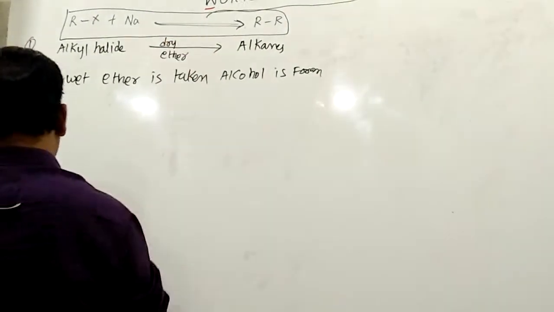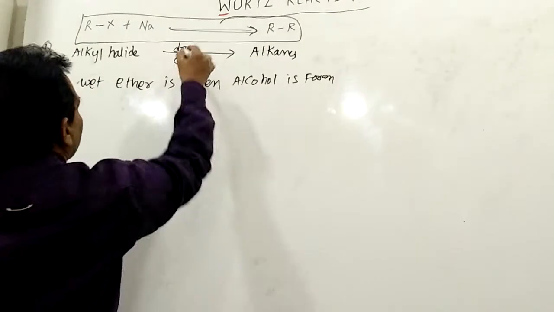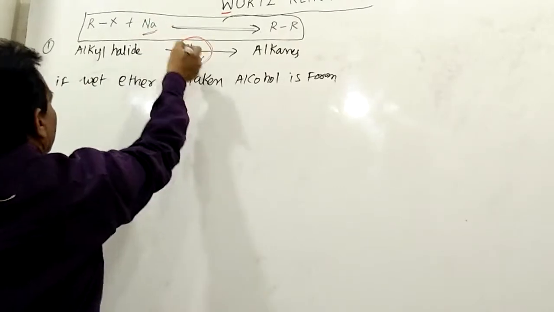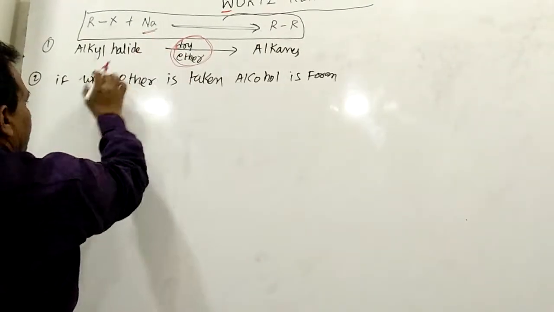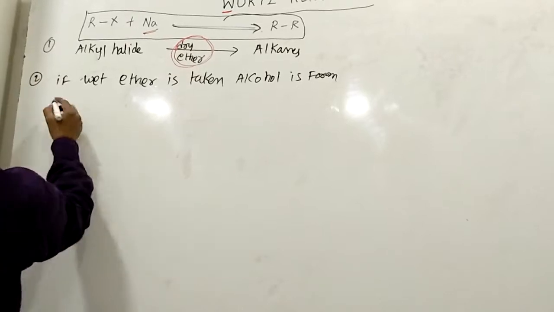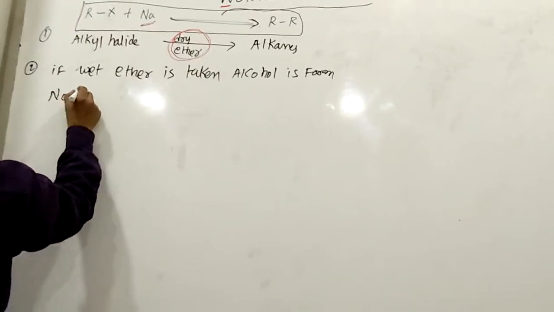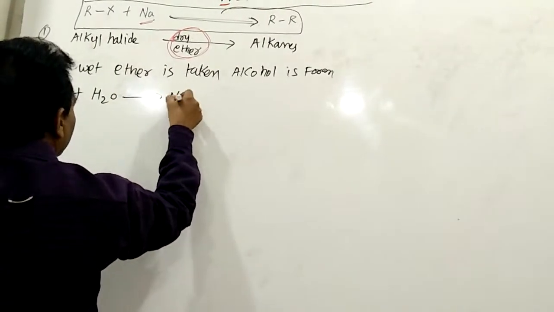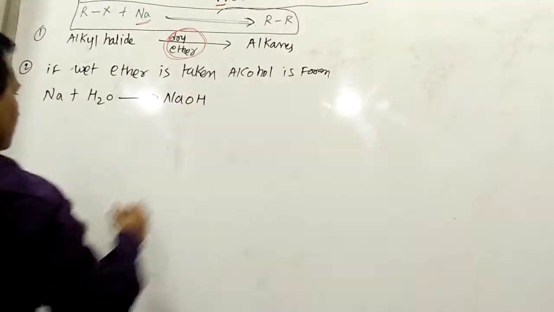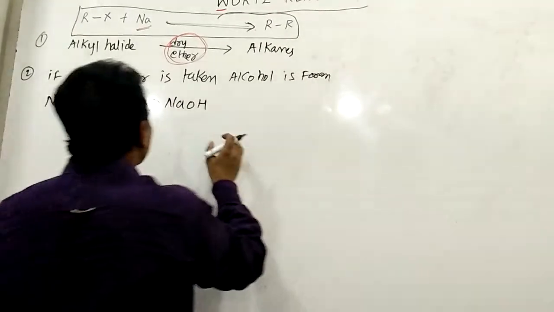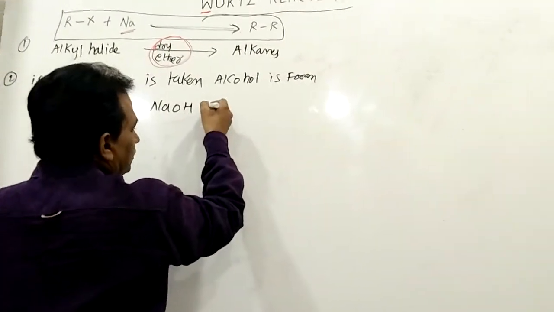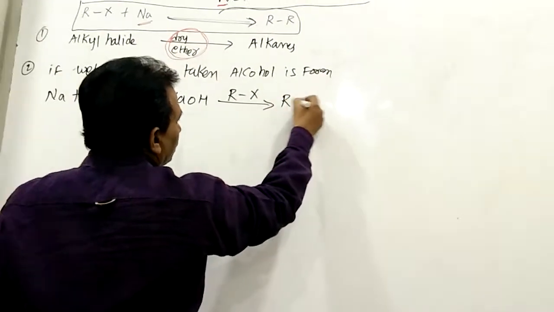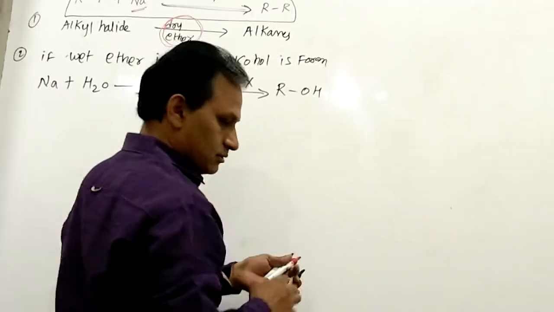But which ether do we prefer? Dry ether is preferred, because with sodium there they do not react. If I take wet ether, what happens? The sodium reacts with moisture and forms NaOH. This NaOH reacts with RX and forms ROH. Alcohol is formed.